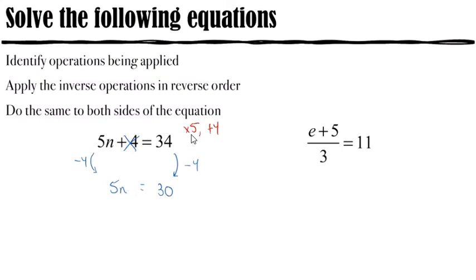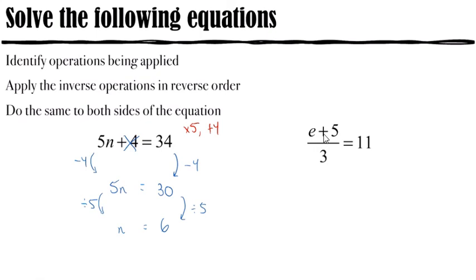Now my next step is to undo that times 5. So again, the opposite here would be to divide by. The opposite of multiplication is division. So I divide both sides by 5. Again, I'll start with the left hand side. So 5n divided by 5. Now again, the idea is to get rid of that 5, so I'm just left with n by itself. And then 30 divided by 5 is 6. So that means my solution for this equation, 5n + 4 = 34, is n = 6.